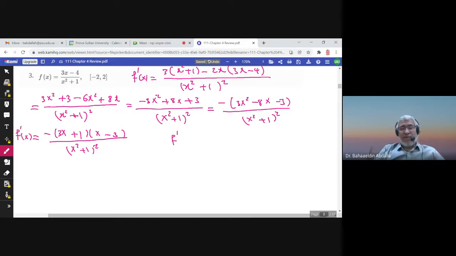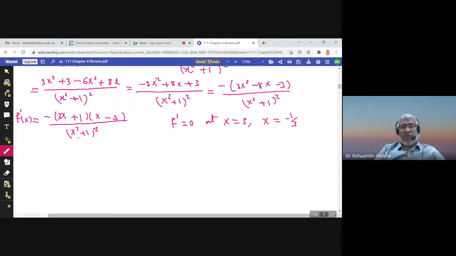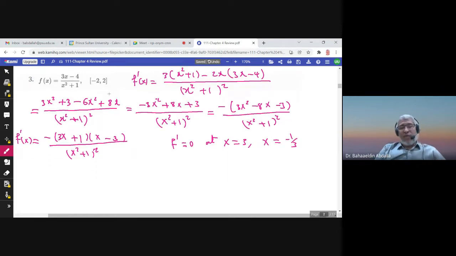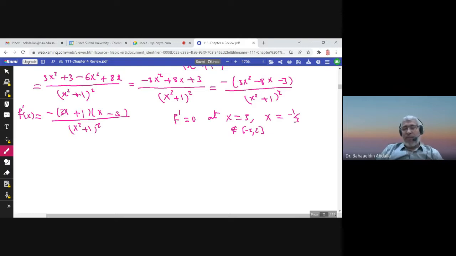And I can find the zeros of f prime. f prime is 0 when x is 3 and x is negative 1 over 3. And f prime does not exist, never, because x squared plus 1 is always positive, has no real zeros. Well, the interval is from negative 2 to 2. 3 does not belong to the interval, although it belongs to the domain. So we could have a local maximum or local minimum at 3, but he is asking only in this interval from negative 2 to 2.